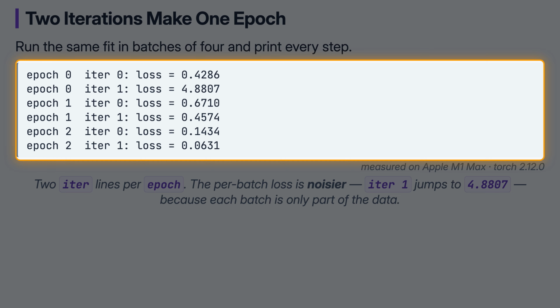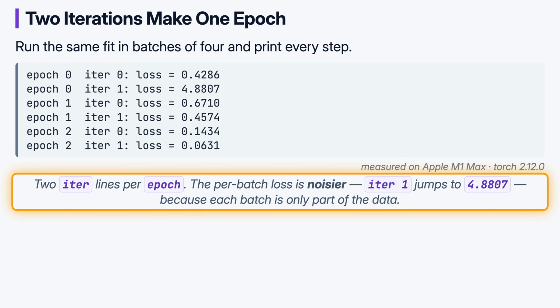Now the same fit runs in batches of 4. Every epoch now has 2 iter lines, one per batch. The per batch loss is noisier. Look at iter 1. It jumps to 4.8807. Each batch sees only part of the data, so its loss bounces around. Training is still going fine.